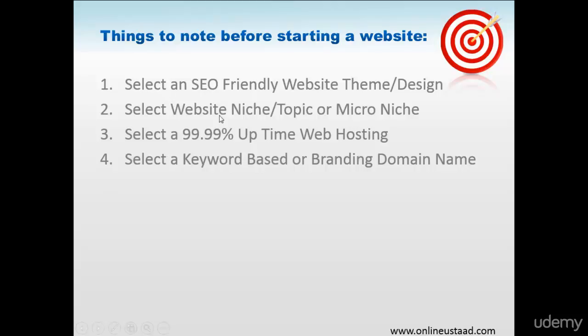And the next thing is the website niche and topic. This really matters in SEO. So your website topic should be a clear topic about something. It can be about anything, but it should be clearly written on your website. The niche means topic, so you can select a niche or micro niche. A micro niche is a topic inside a topic. I will also show you a real example.